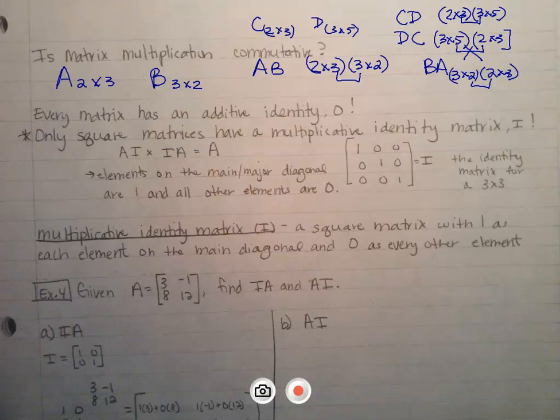So is matrix multiplication commutative? The short answer is no. It is not. However, every matrix has an additive identity. Remember, the additive identity is 0. So only square matrices have a multiplicative identity. When the additive identity is, we add 0.